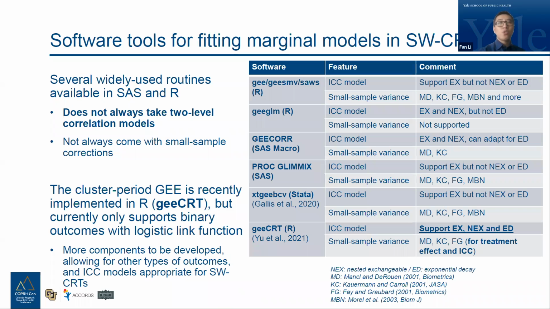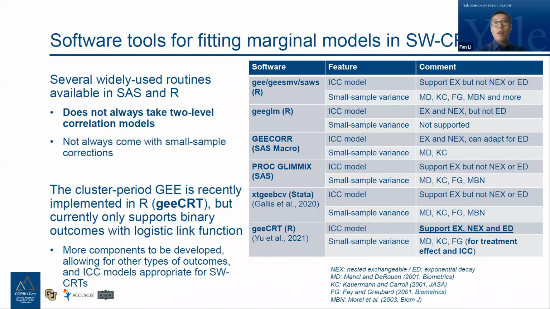In terms of the software tools for fitting marginal models in SW-CRTs, there are widely used routines available in SAS and R to fit marginal models and GEE for a general purpose. However, those procedures may not always take the two-level correlation model in their default options, and so they may also not always come with small sample corrections. We can see from the right-hand side where we summarize a list of the possible options that we have for the analysis of SW-CRTs using any of these routines.